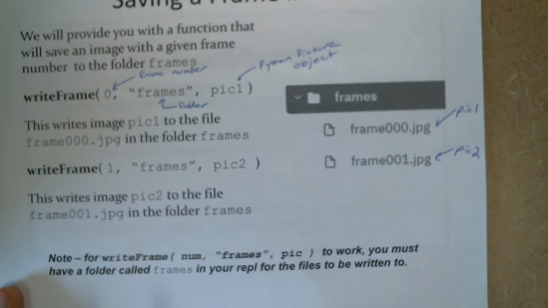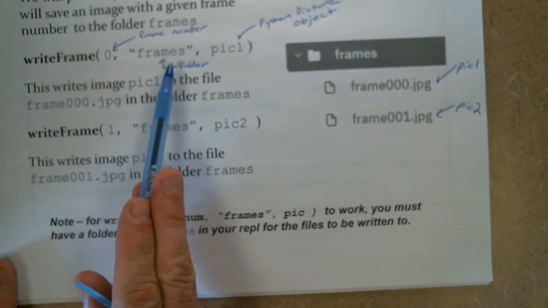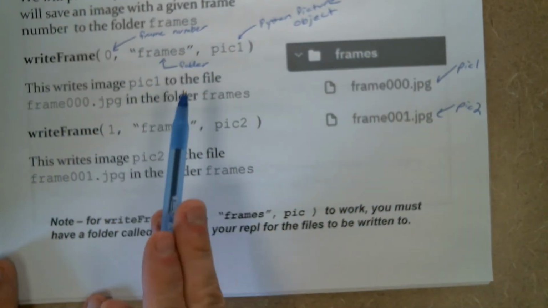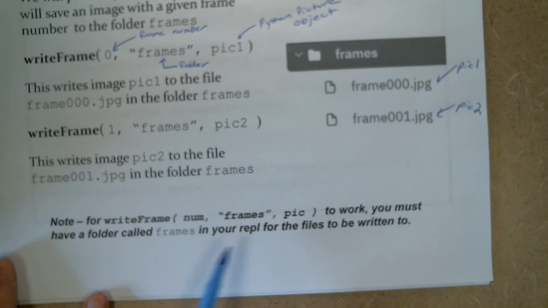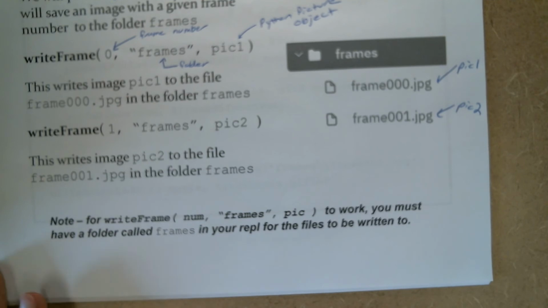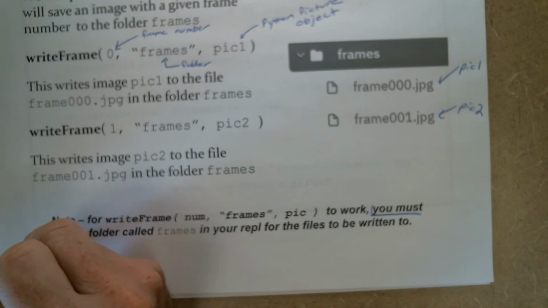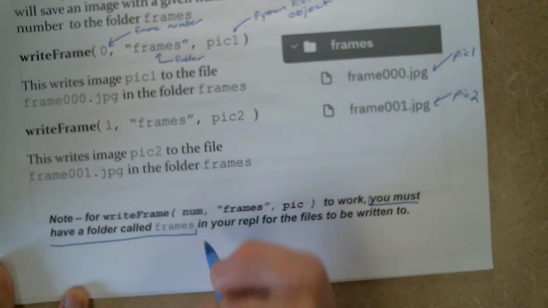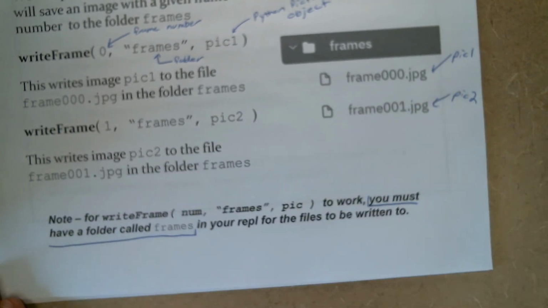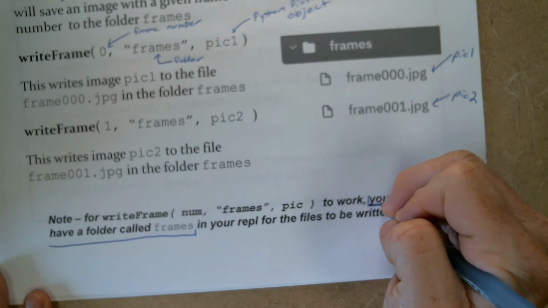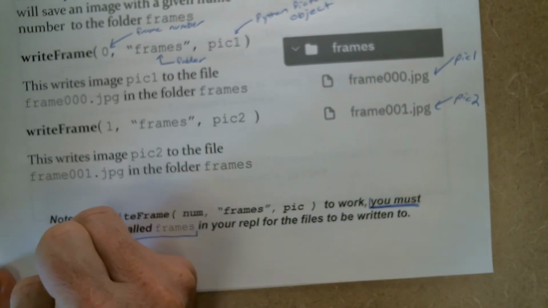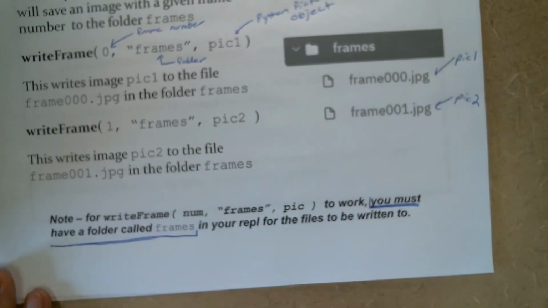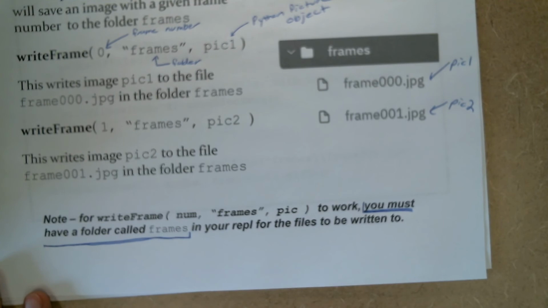animations. Now, one thing is, this doesn't automatically create the folder for you. It's going to assume that you've created the folder. So in REPL, and I'll show that later, there's the little plus sign and you can create new folders. So you must have the folder created. And it doesn't have to be called frames, but it has to be some folder that you've created inside the project that we're then placing these files into.